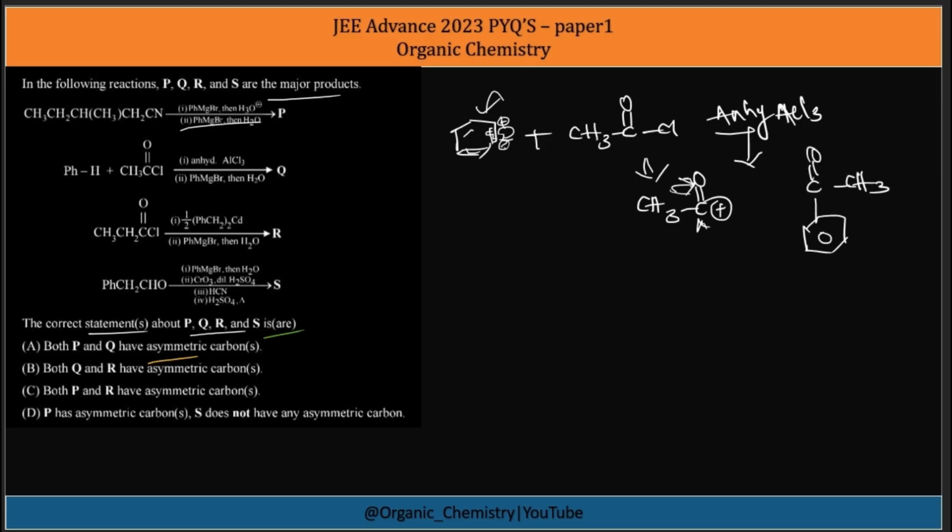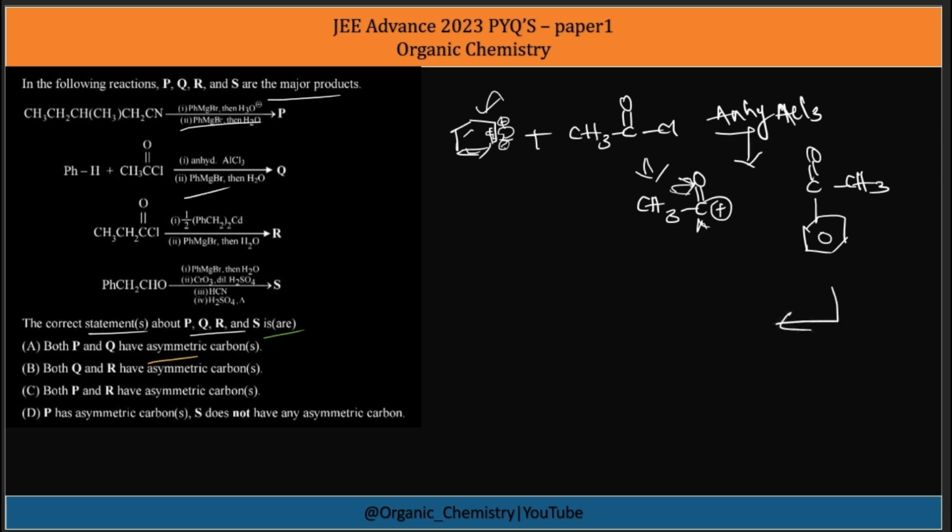This is electrophilic aromatic substitution. This is an electrophile and it is getting substituted on the aromatic ring. So that's why it is electrophilic aromatic substitution. Then after that, what will happen? Another reagent, what they have given.